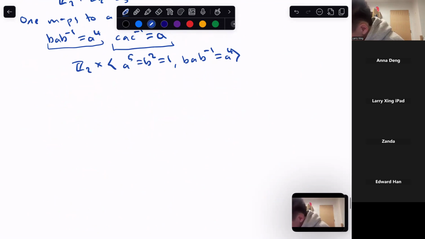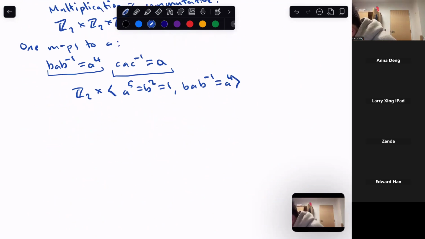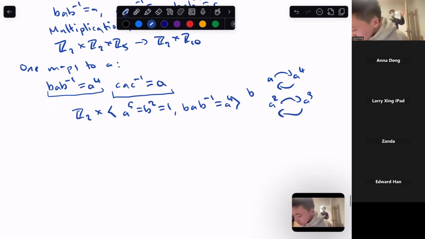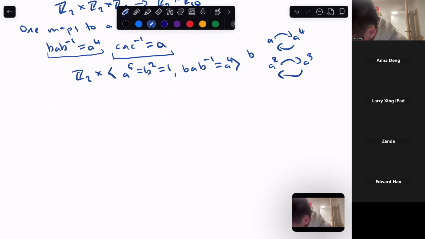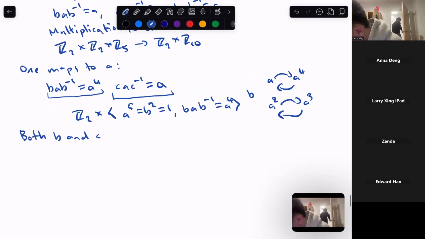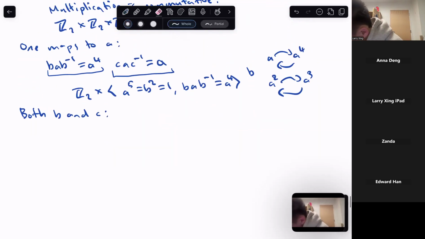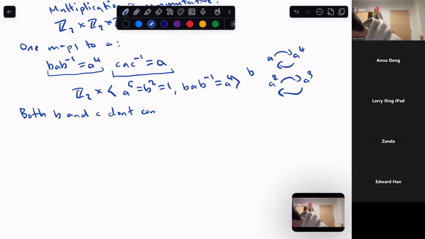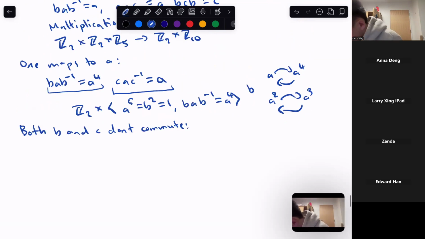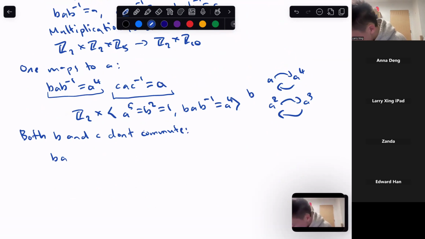And what this group does essentially is you have an element B and it maps A to the 4 back to A, and then A squared to A cubed to A squared. And now our third case, where both B and C don't commute. Now we see that B to the negative 1 equals A to the 4, and C to the negative 1 equals A to the 4.